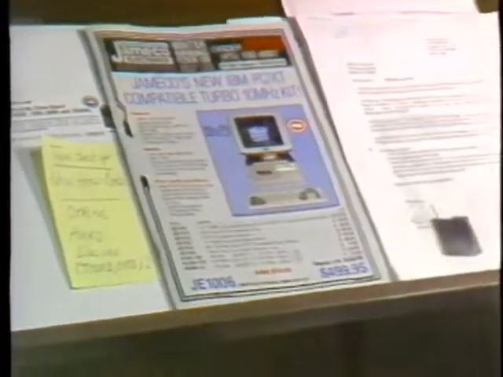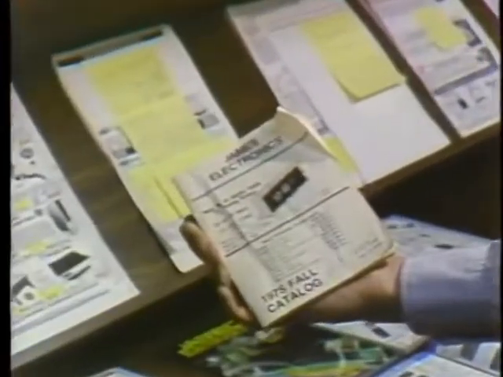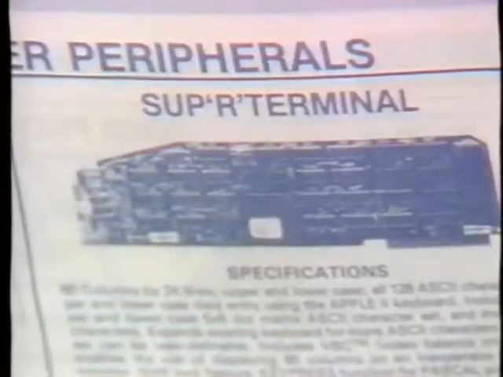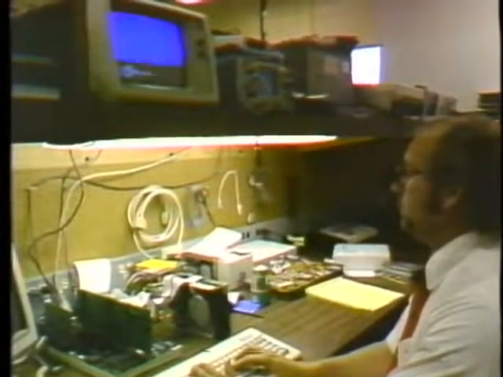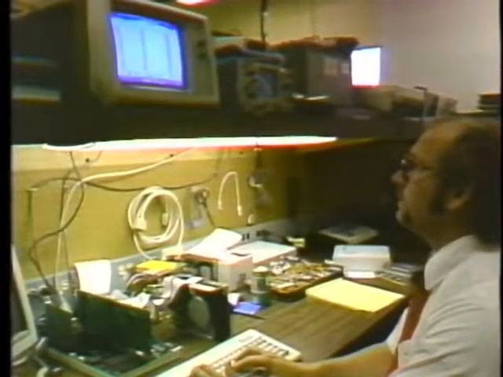At least part of the reason for the success of the add-in card has to be the drop in price. One of Jameco's first boards was a card that provided 80 columns of text on the Apple II monitor. Its price then? $395. Today, it's all yours for $40.